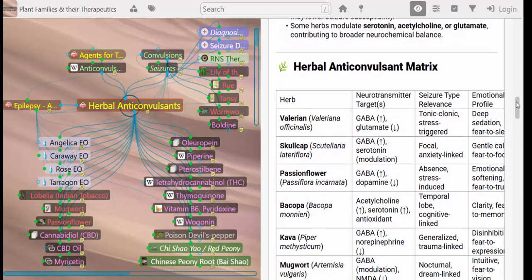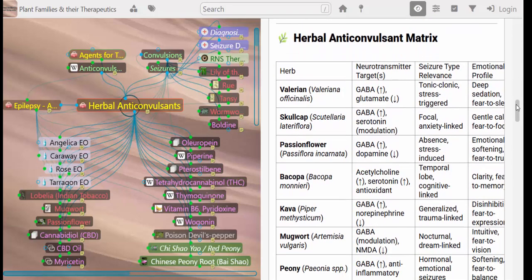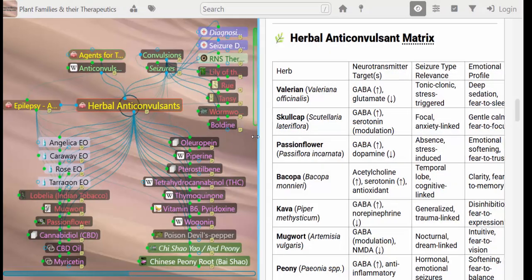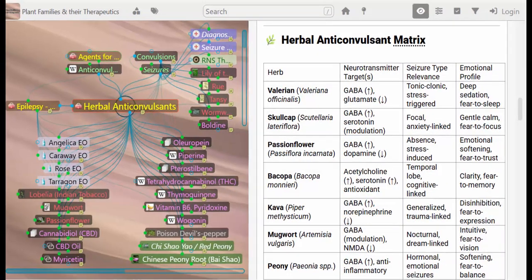Now this is an herbal anticonvulsant matrix to just fill you in a little bit more on what can be done. Now you see here, the end is cut off. You can change that by taking your mouse. A blue line is appearing. I'm going to click on my left mouse, drag it over. You'll find some additional information here about how these things are working.